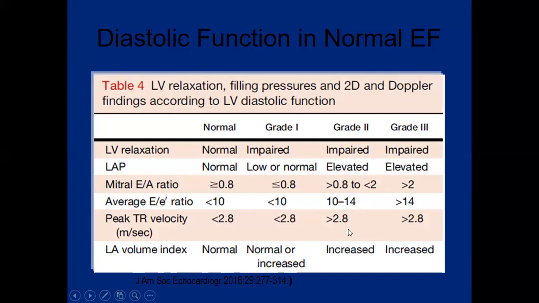Then TR jet velocity was 2.6, 2.7, and LA volume was increased. So out of 4 parameters, 3 were positive and 1 was not positive. So that patient classifies into grade 2 diastolic dysfunction with raised LA volumes. I hope it's clear now. Yes, sir. It's clear now.